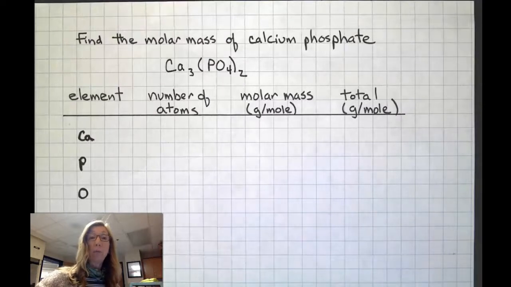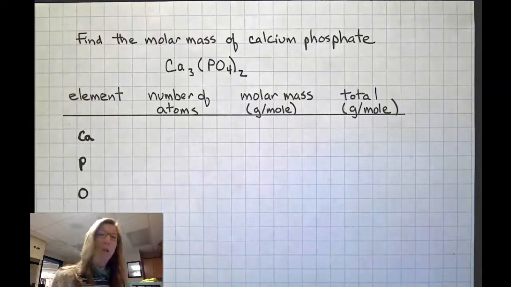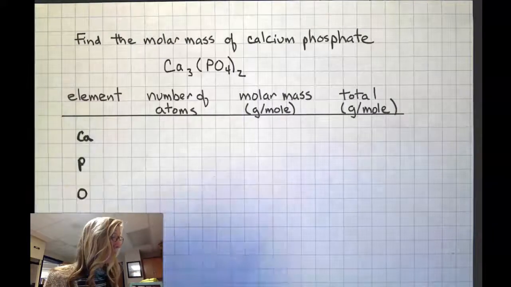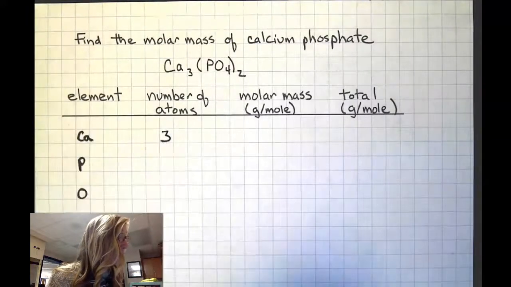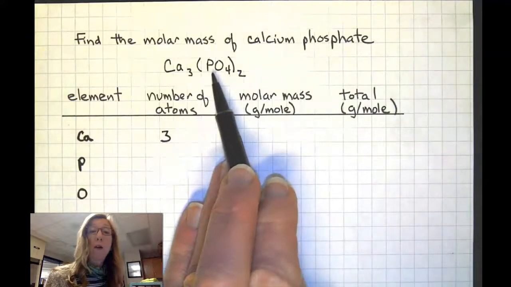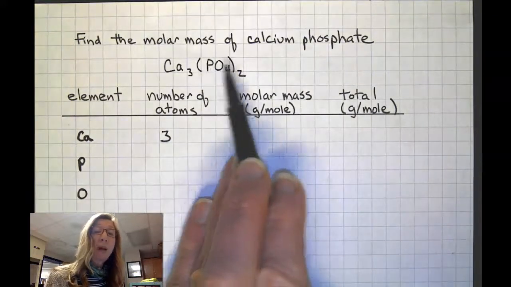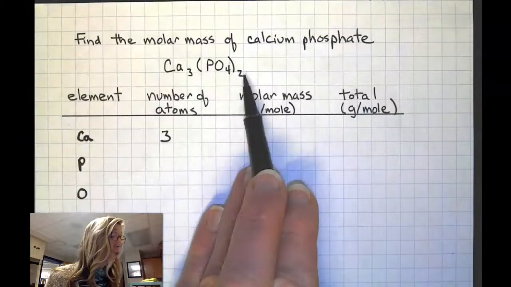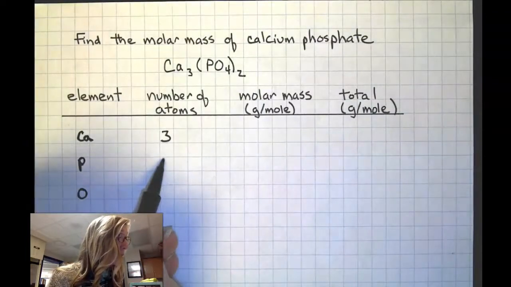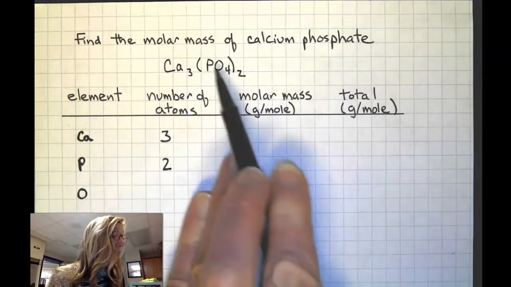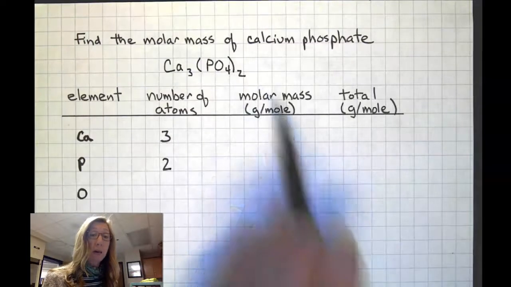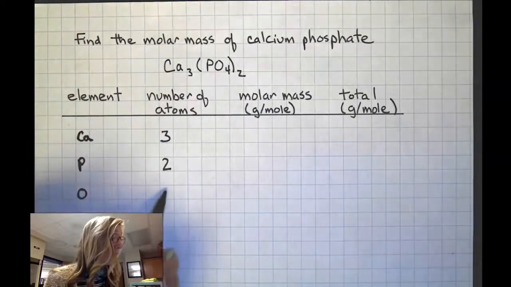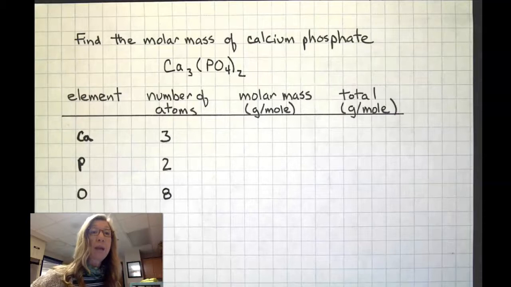Okay, now that we have decided we have calcium, phosphorus, and oxygen, we need to count atoms of each of the elements in this compound. Well, looking here at the subscript, calcium, we have 3 atoms. Phosphorus, we have to be careful. It's in the phosphate polyatomic ion. There's 1 phosphorus, but 2 polyatomic ions. So that is a total of 2. Oxygen, there's 4 in our phosphate, but we have 2 phosphates in this compound. So we have a total of 8 oxygens. That is step 2.